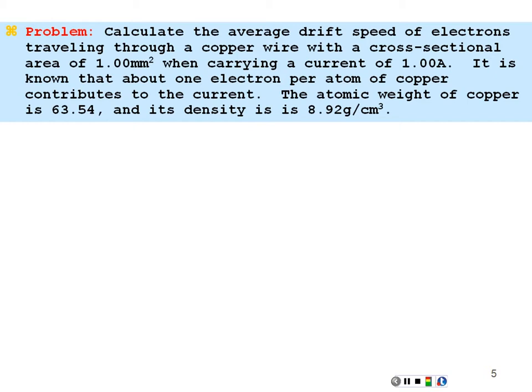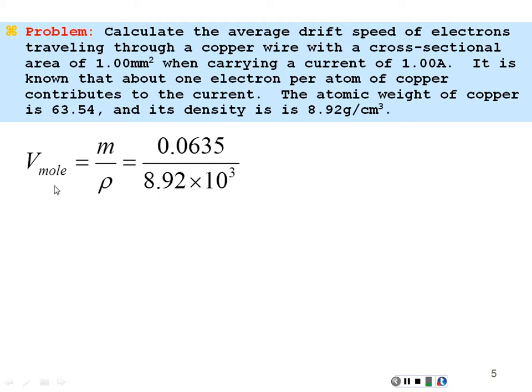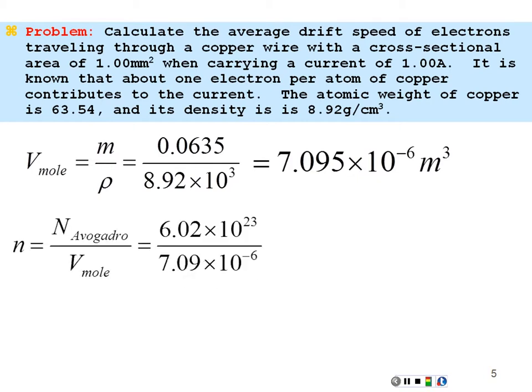Well, let's calculate our little n value for copper. We know that the volume of 1 mole of copper is equal to 0.0635 kilograms divided by the density, which is 8.92 times 10 to the 3 kilograms per cubic meter. That's going to give us a volume of 1 mole of copper atoms of 7.095 times 10 to the minus 6 cubic meters. That should contain 1 mole of atoms, which will also be 1 mole of charge carriers, because there's 1 carrier per atom.